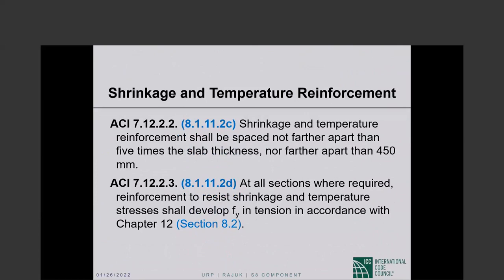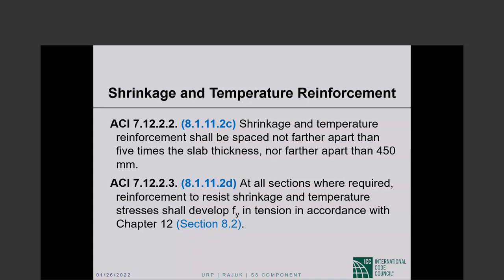Shrinkage and temperature reinforcement shall be spaced not further apart than 5 times the slab thickness, nor further apart than 450 millimeters. We saw limitations on spacing of longitudinal reinforcement in slabs. Those are for flexural reinforcement. If it is just shrinkage reinforcement, then the spacing limit is very liberal, 5 times the thickness or 450 millimeters, whichever is the smaller of the two.